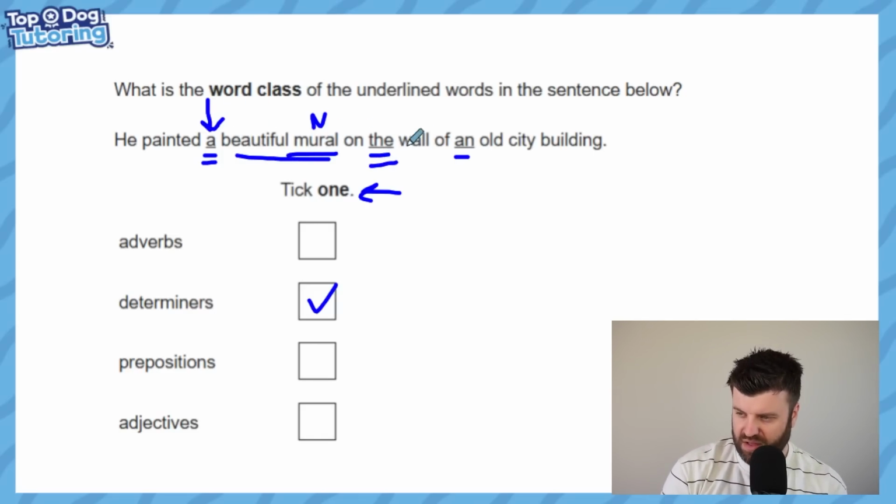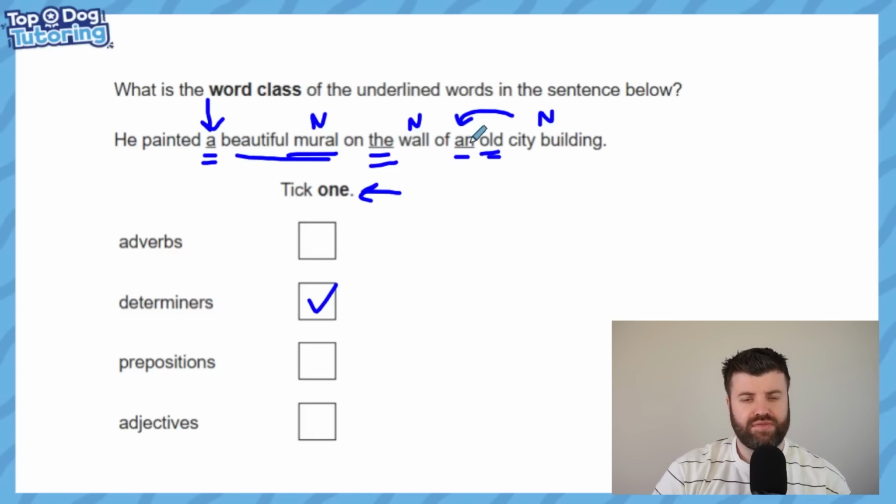So we can see here the wall being the noun, and city building being the noun here. Yes, there's an adjective before it, but that doesn't matter. We still whack the determiner before that as well. A, the, an. These are all called articles, which is a posh name for the type of determiner that we've got here. But what we need to know is that they are, in fact, determiners.